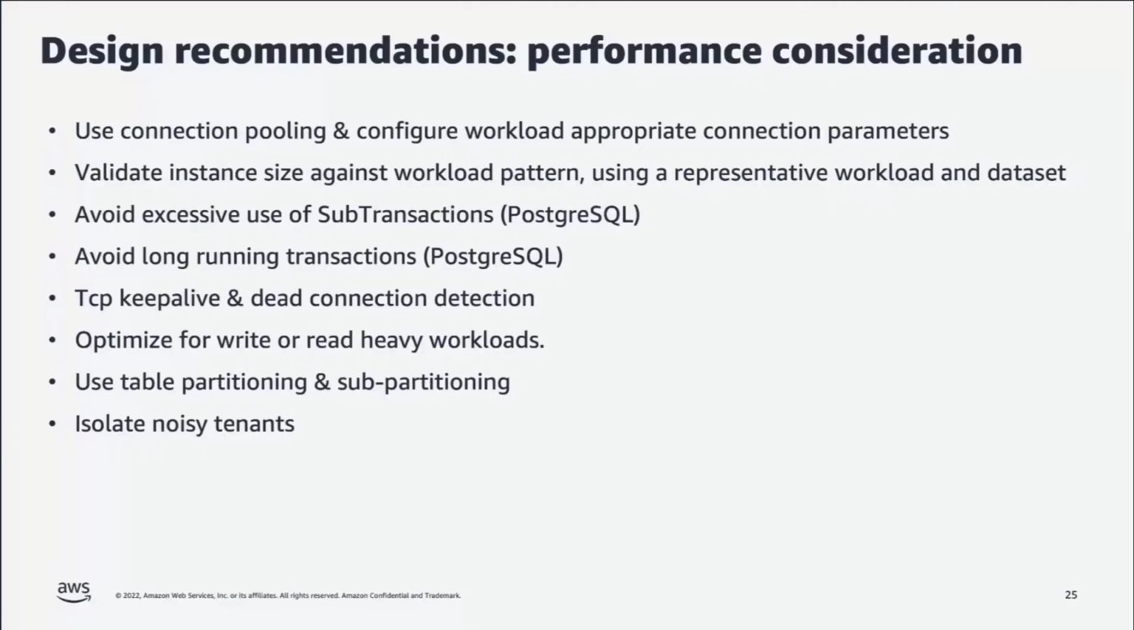So let's start with design recommendations from a performance point of view. Always use a database connection proxy, right? Connections are expensive. Every time you connect and disconnect, it causes frequent CPU context switching if the CPU to connection ratio is very, very high, right?